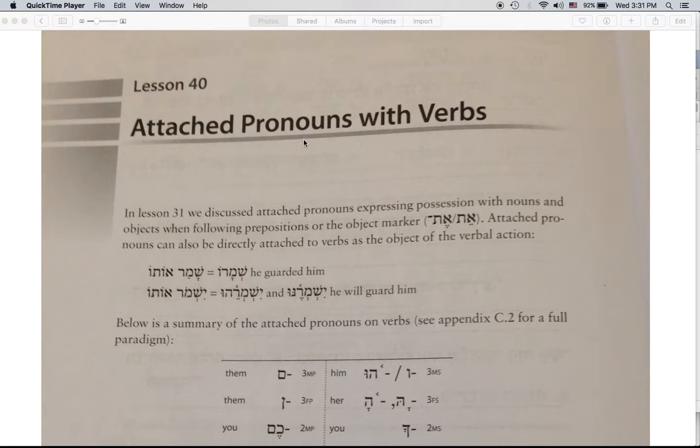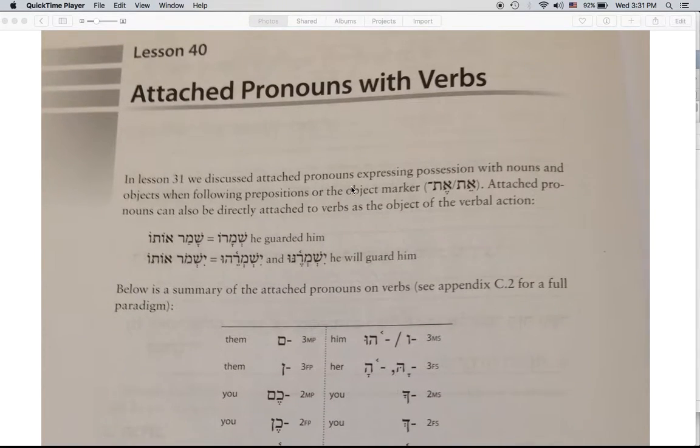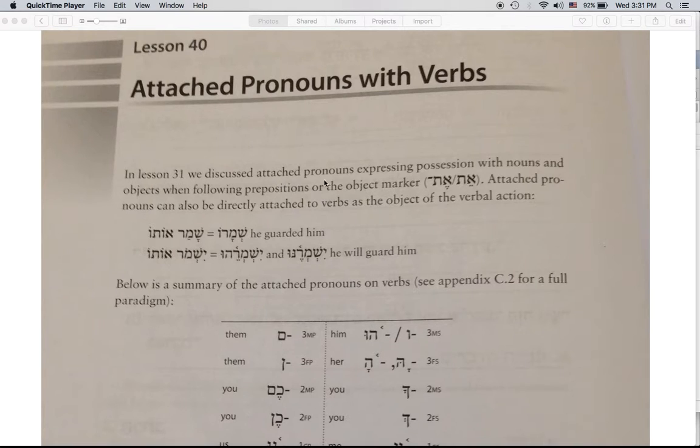We learn about attached pronouns with verbs. Our authors say, in lesson 31, we discussed attached pronouns expressing possession with nouns, and objects when following prepositions or the object marker, ate or it. Attached pronouns can also be directly attached to verbs as the object of the verbal action. In fact, we see this in the third cycle of the garden story, where an attached pronoun is attached to a verb. But when an attached pronoun is attached to a verb, it is normally the object of the verb.